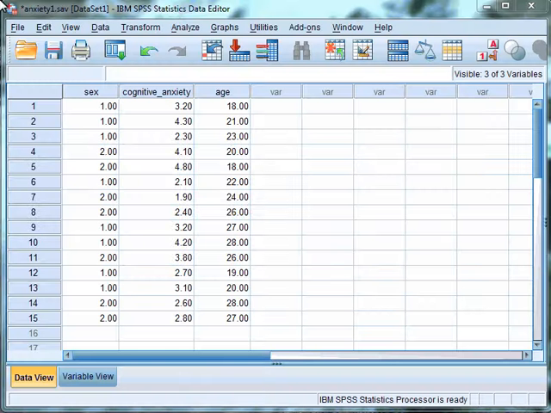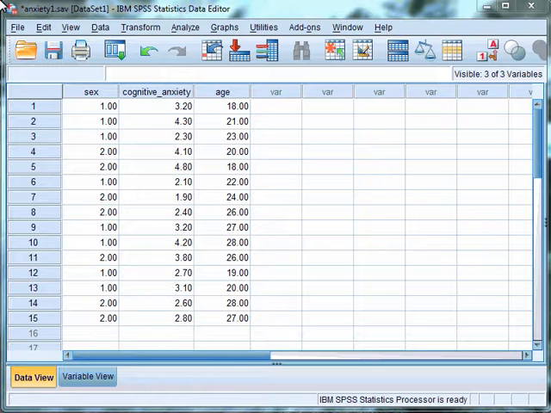So in the following example, we're going to look at sex differences, which is our group, in mean levels of cognitive anxiety. So are there differences between males and females in their levels of cognitive anxiety? Before we run the test, we need to check that we've met the assumptions of an independent samples t-test.